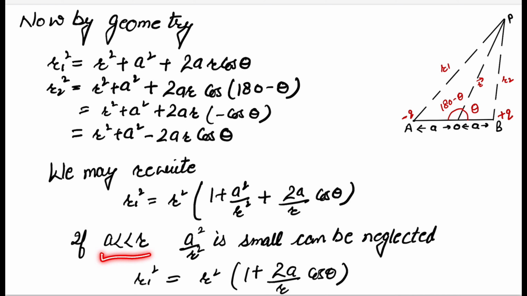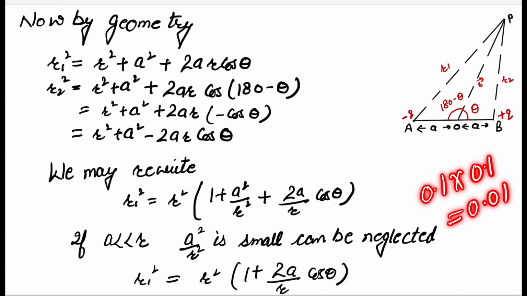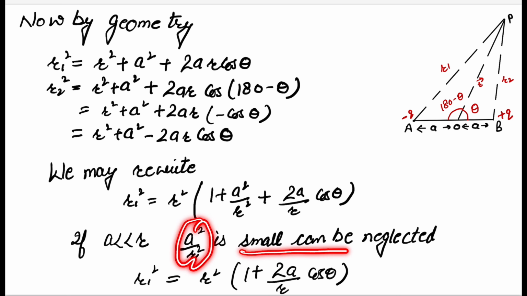If you choose your dipole to be very small, it means that a is very less as compared to r. So the square of a less number will be again very small. If I take 0.1 square, then it will be 0.1 into 0.1, which I will write as 0.01. This is again a further small number. So the square will be very small, so the square term can be neglected. Only r1 square is equal to r square into 1 plus 2a by r cos of theta.